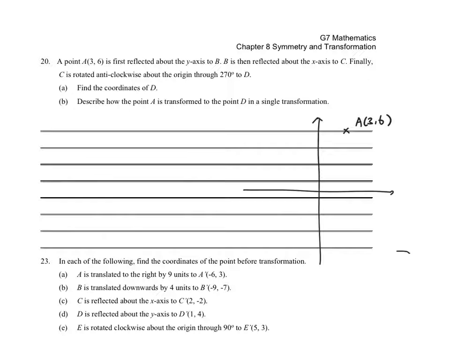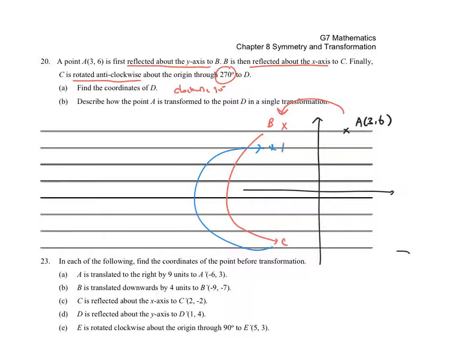Look at number 20, you can just do it very similar to before. A is reflected about the y-axis to B, so B will be somewhere here, and then B is reflected about the x-axis to C, then C would be somewhere here, and then finally C is rotated anti-clockwise through 270 degrees, which means clockwise 90 degrees, so you can expect D would be somewhere here. Okay, so for part A you finally should write down the coordinates of D only, and then try to describe how point A is transformed to point D in one single transformation.